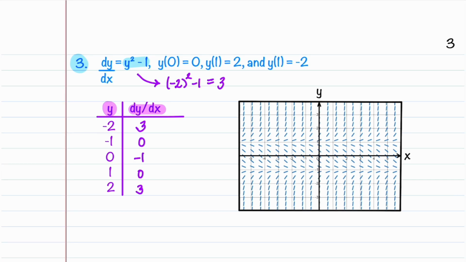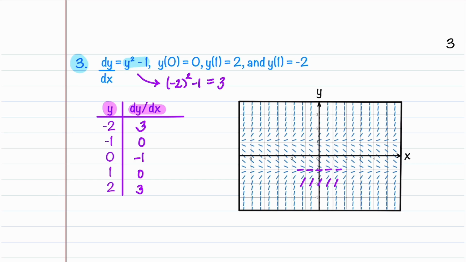Since our slope is only a function of y, notice in the graph that the slope fields are the same on the left and the right. They're going to be the same for every value of x. Let's go ahead and plot the values that we just computed. When y is -2, our slope is 3. That's these lines right here. When it's -1, we have 0. So at -1, we're going to have horizontal lines.